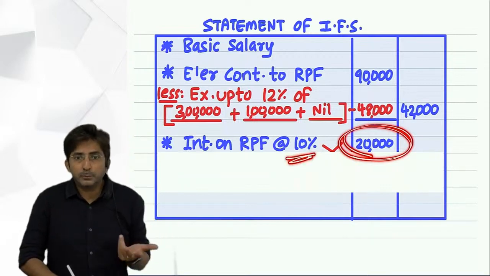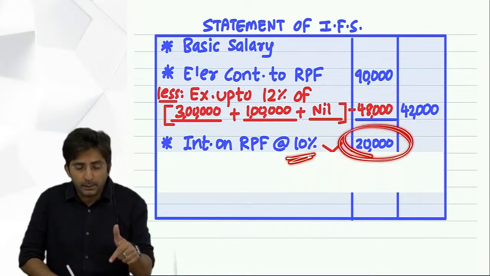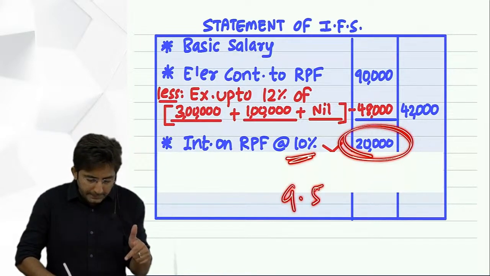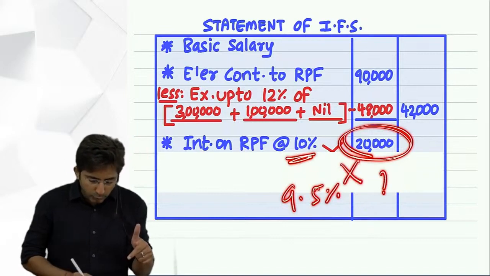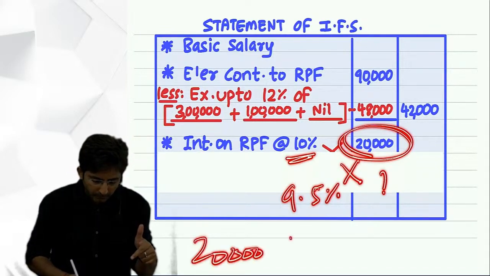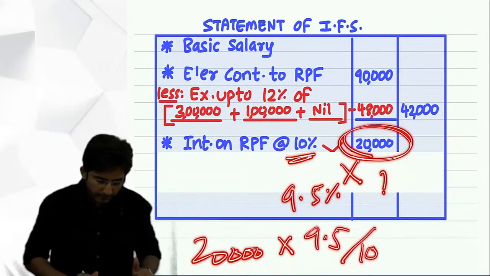So we can use cross multiplication. If a 10% rate gives me interest of 20,000, what will be the interest at the rate of 9.5%? That comes to 20,000 multiplied by 9.5 divided by 10. How much? 19,000. Okay.